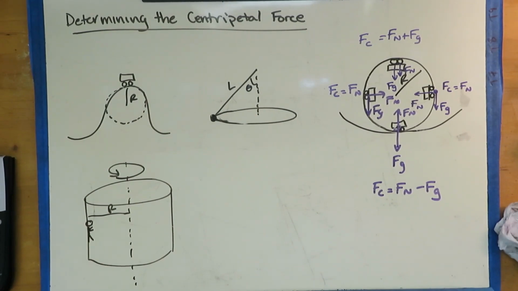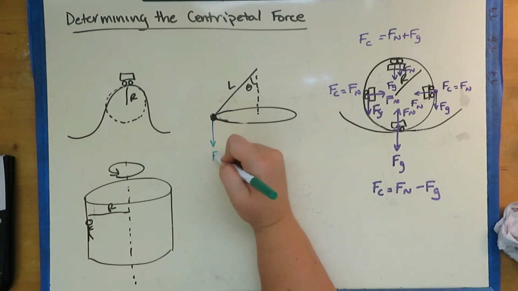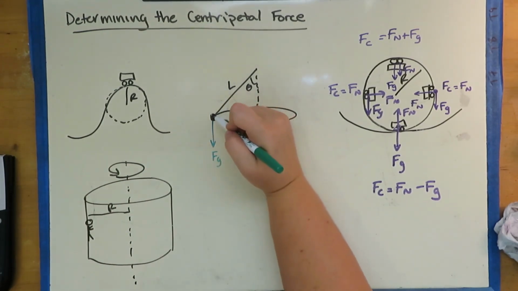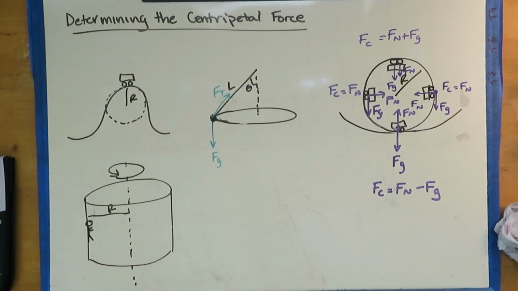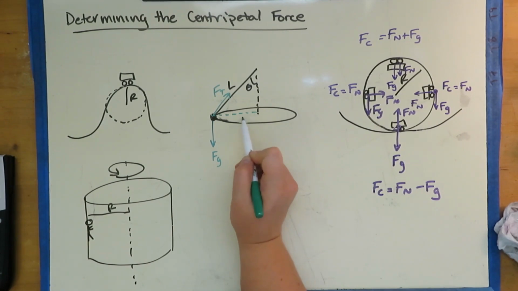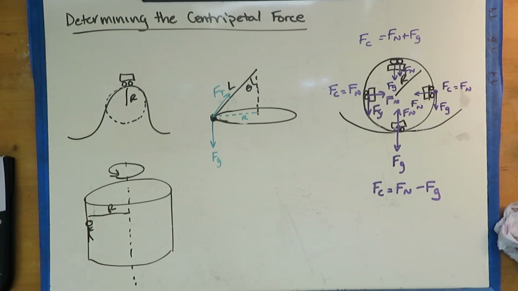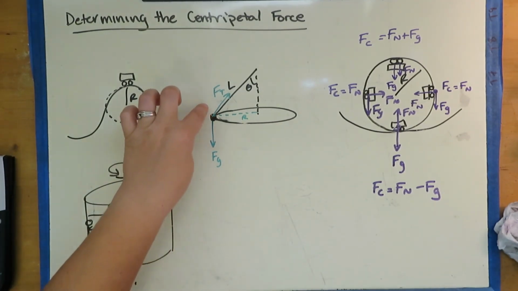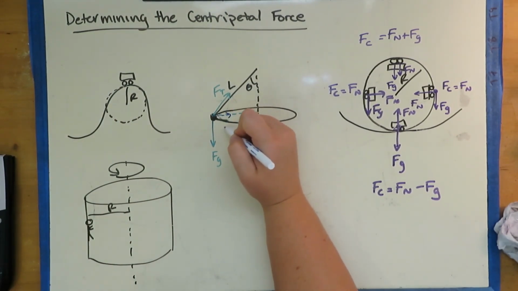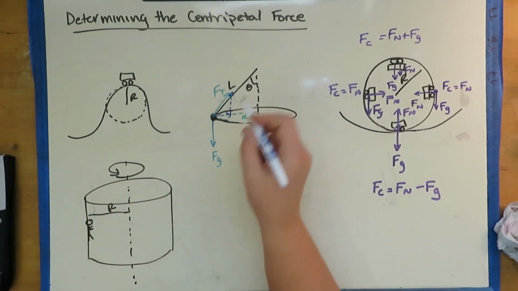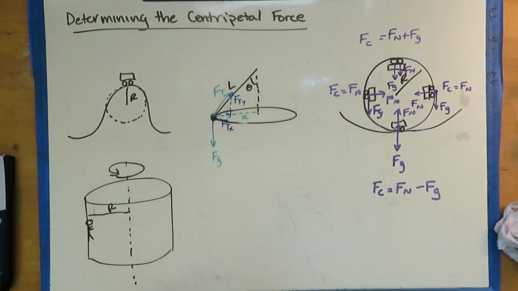Looking over here, this one's kind of tricky. I have a gravitational force pointing down. I have a tension force pointing at an angle. So when I'm looking at my circle, the radius of my circle is here. Neither my gravity force nor my tension force points directly radially, but part of my tension force points radially, and part of it points tangentially. So this would be like FTY, and that would be FTX.